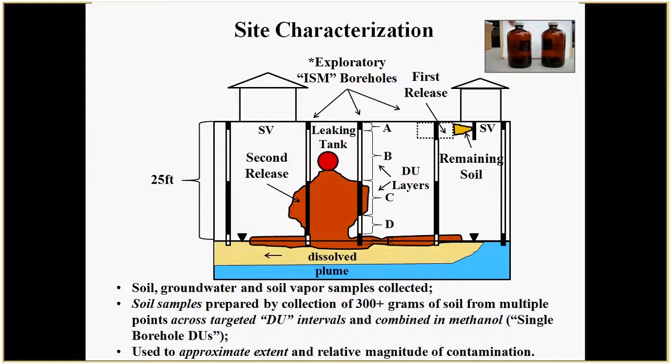The catch here, though, is that as you're taking the boring, you're going to collect a continuous core. And as you're collecting the core, you identify targeted layers within the core, maybe where you think it's contaminated or not contaminated, or you see staining. Then with each one of these intervals, we call these decision unit layers or decision unit intervals, you're going to collect a single sample, but not from a single random point within there. You're going to collect a sample across the entire interval. And since gasoline is a volatile chemical, you're going to collect at least 300 grams of soil from that interval, put it in methanol in the field, send that to the laboratory, and they'll analyze it.